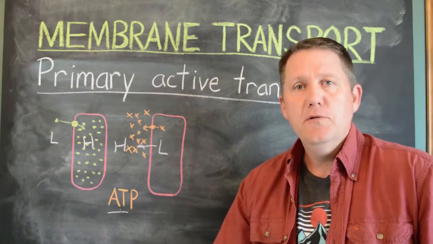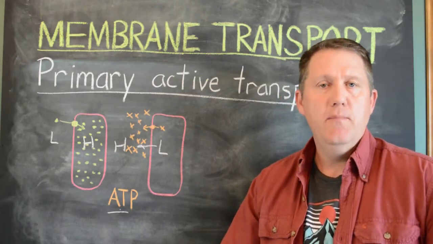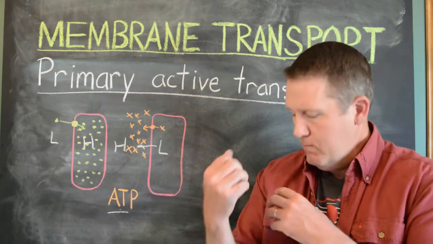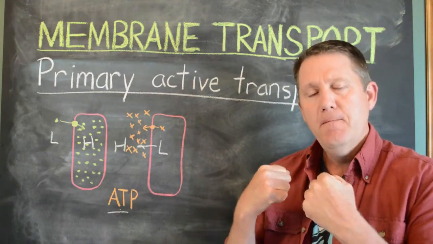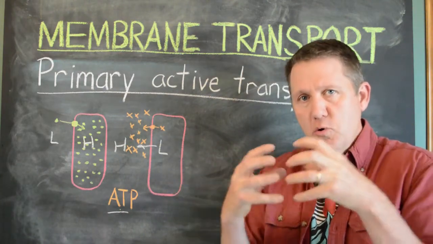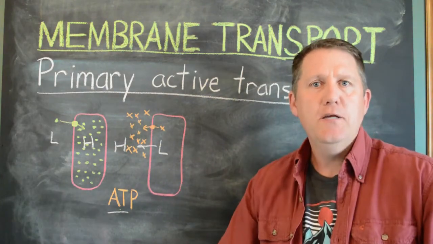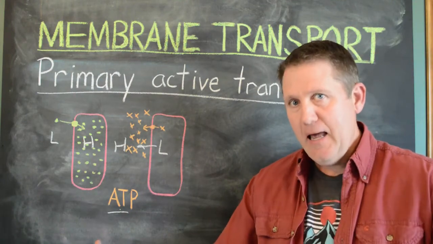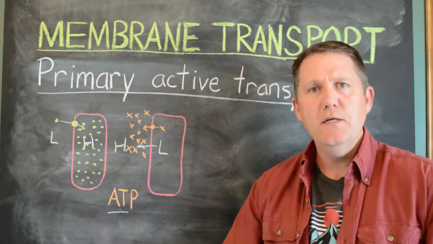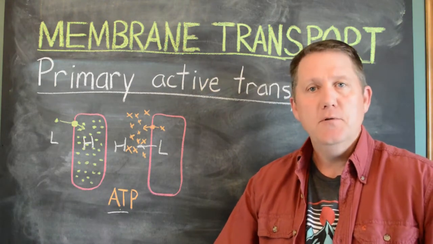Well, there are many examples of primary active transport in the body. One of them is a calcium pump. When our muscles are done contracting, then a calcium ion pump stores all that calcium back in the sarcoplasmic reticulum, getting it out of the muscle and causing relaxation. So there's one example. Proton pumps come up a lot.